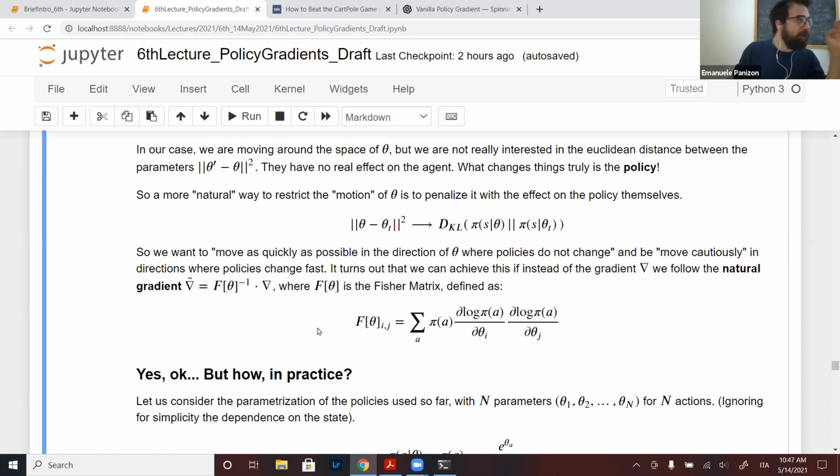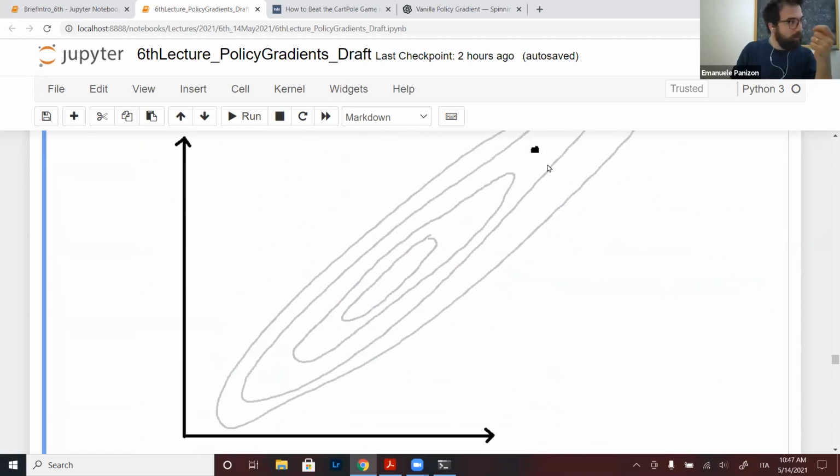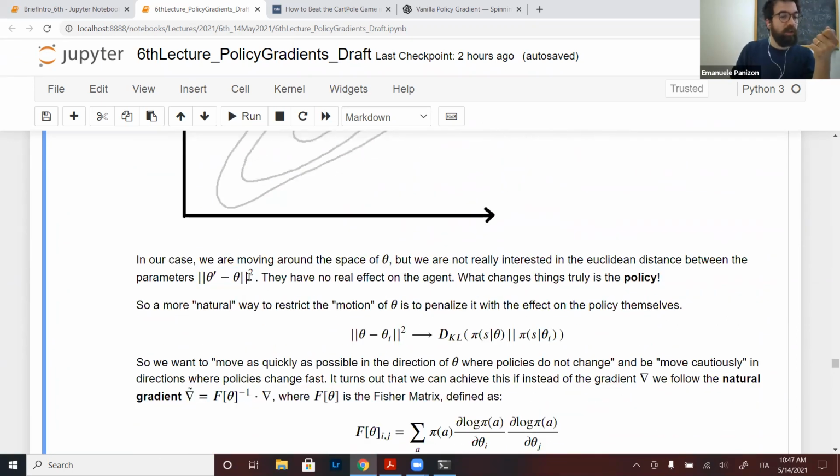This passage here we will try to clarify, but I want to point out that if, instead of the gradient normally, we follow the natural gradient, we are able to move in a direction in which I'm not penalizing theta for being different from where it was, but I'm penalizing the policy for being different from where it was.